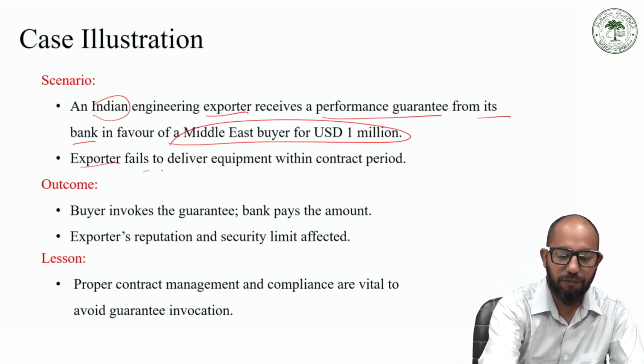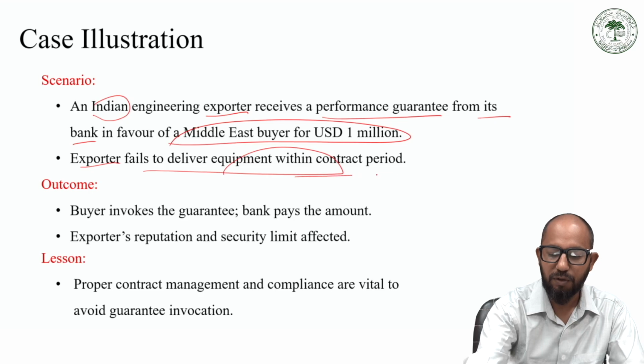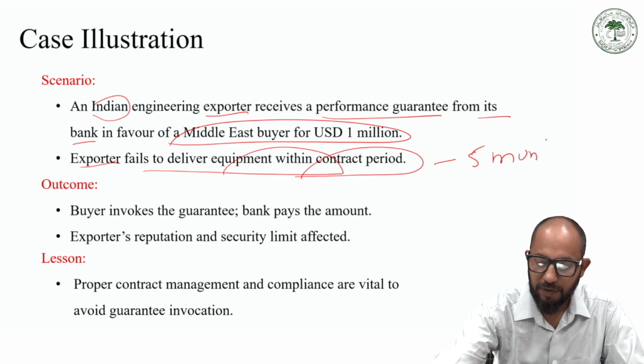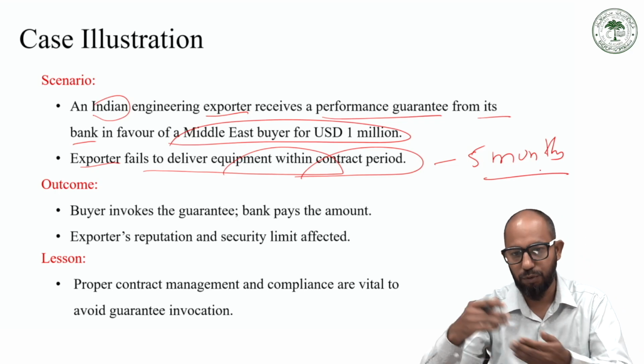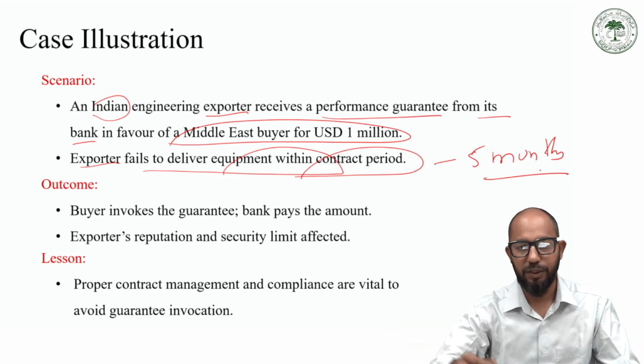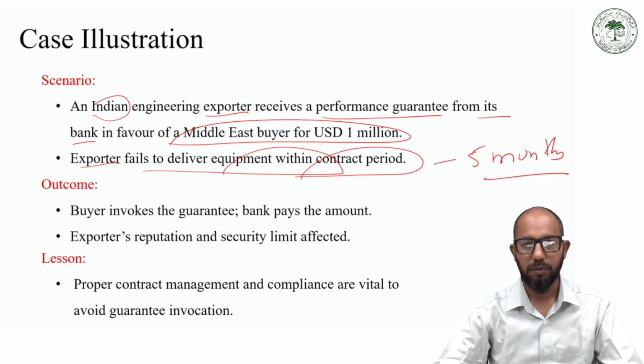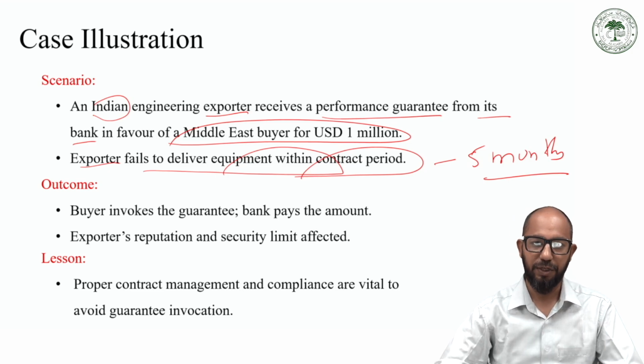The exporter fails to deliver equipment within contract period. Suppose the period was 5 months. Within 5 months, the exporter has failed to provide that engineering good to the importer, that is in UAE. Now, this is creating a problem.